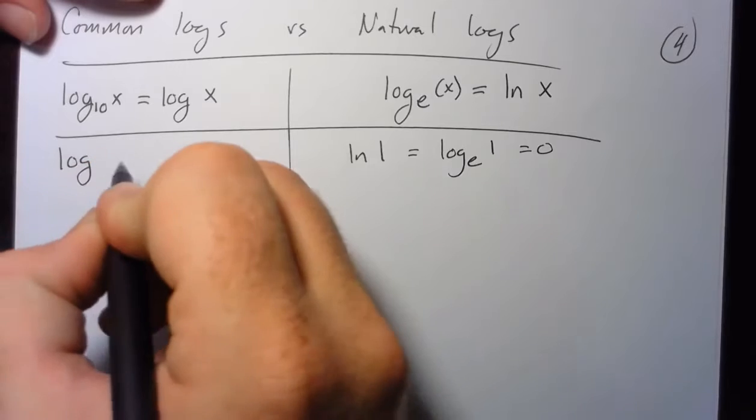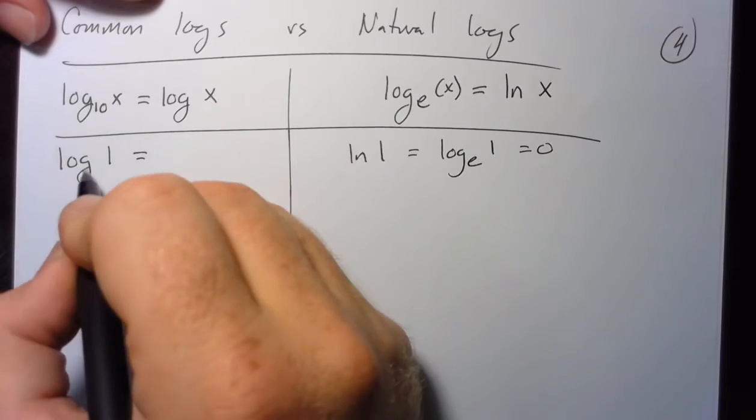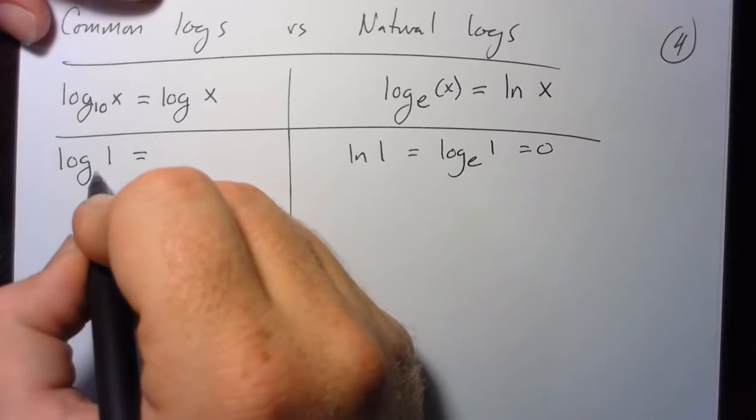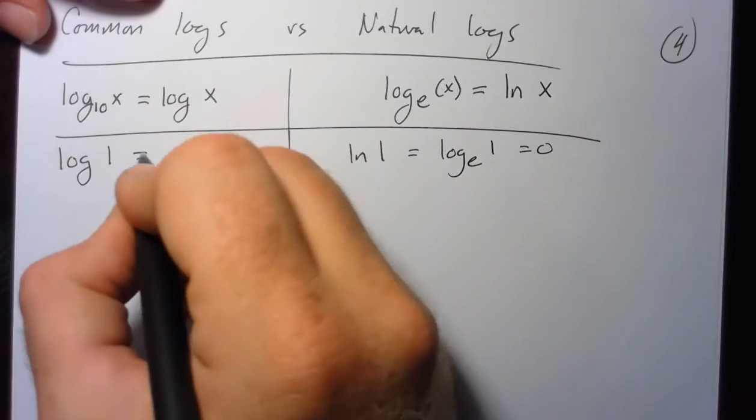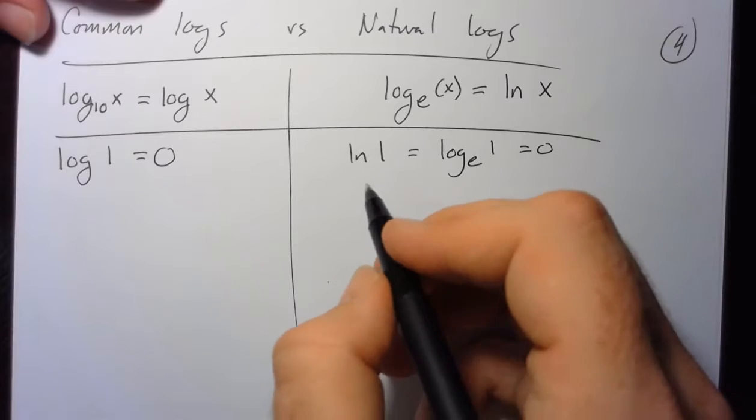If I have log of just 1, well, log base 10 of 1, that's what you have to understand. If there's no base there, it's log base 10. What power of 10 will give me 1? And that's going to be 0. I can do this for other examples.